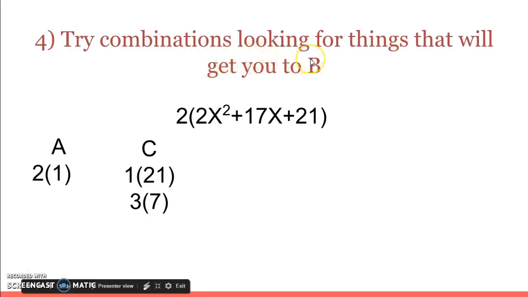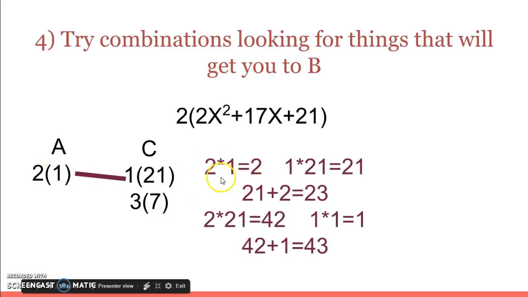The next thing we want to try is our combinations between A and C. So we can go ahead and look at the first one. We're going to do 2 times 1 and 1 times 21. If we look at these calculations, we get 2 times 1 equals 2, 1 times 21 would equal 21. If we add those together, it gets us to 23. We could also switch their positions, so we have 2 times 21 and 1 times 1. That's still not going to get us where we want to be at our 17. It's going to get us to 43 instead.